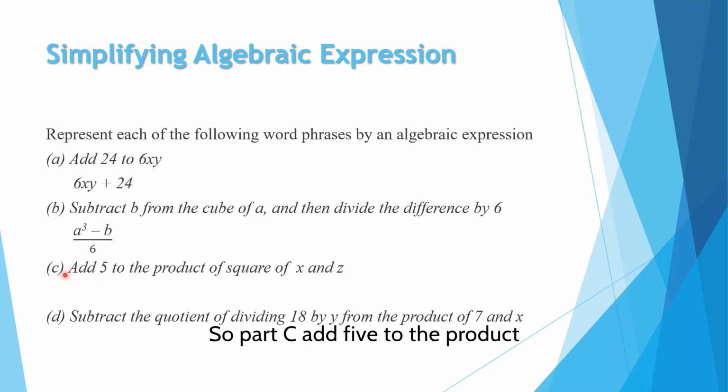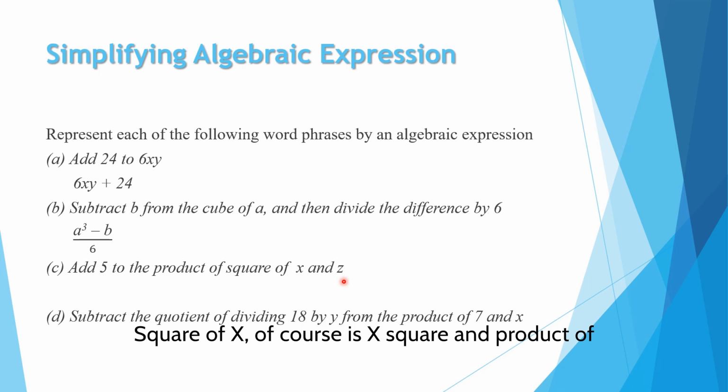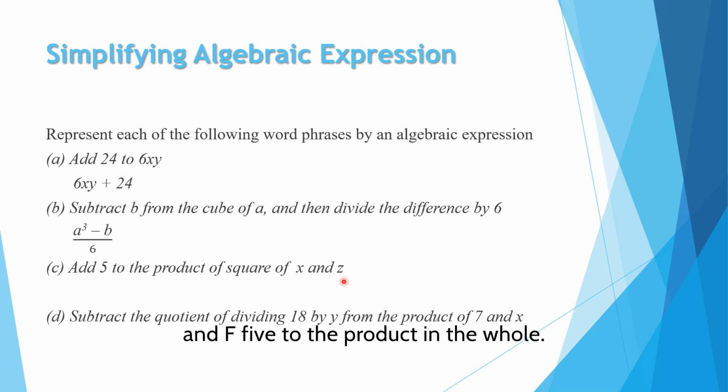So part C, add 5 to the product of square of x and z. You can have a guess first. Square of x, of course, is x squared, and product of x squared and z is x squared times z. And add 5 to the product. In the whole, we can write in this way, a simple form.